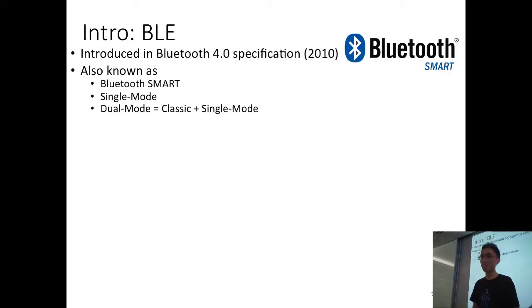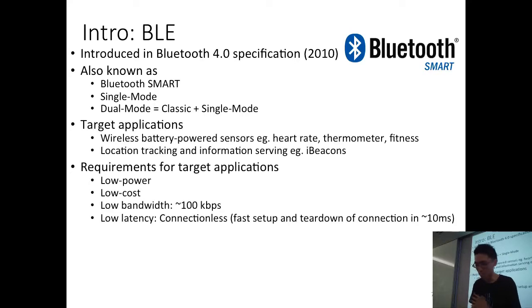This was introduced in 2010 by the Bluetooth Special Interest Group. There are additional names for this, called Bluetooth Smart and Single Mode. BLE, Bluetooth Smart and Single Mode all mean the same thing. If you encounter the term dual mode, it means that a particular Bluetooth chipset supports both Classic and BLE.